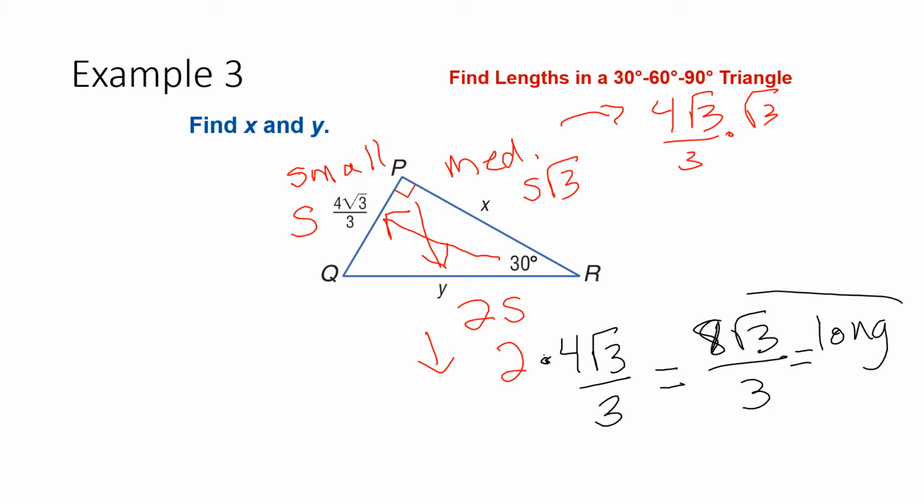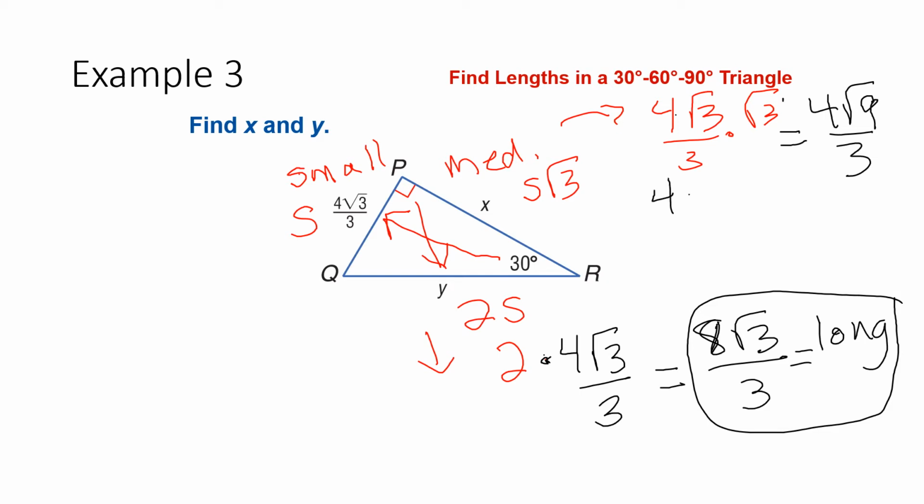That's easy. A little bit of extra math to do the medium, because when we say 4 square roots of 3 times the square root of 3, we're going to get 4 times the square root of 9. And we all know that the square root of 9 is 3. So then you can say 12 divided by 3. Or maybe you were comfortable crossing those off and saying 3 divided by 3 is 1. So the medium side is 4.